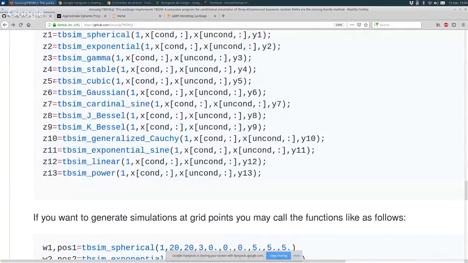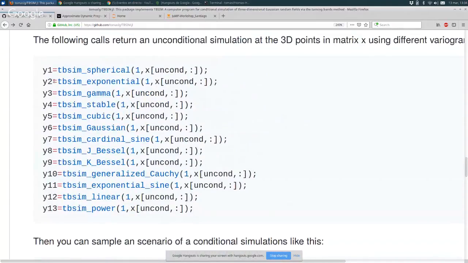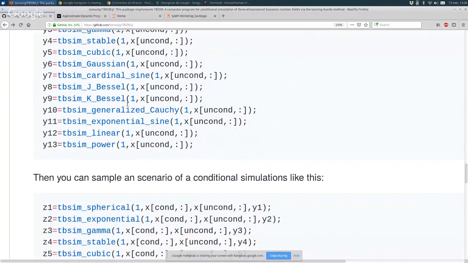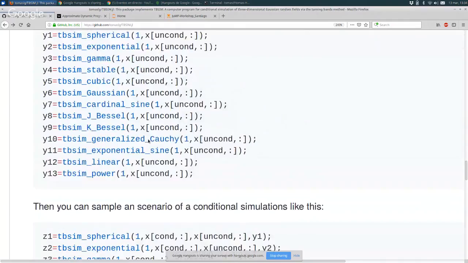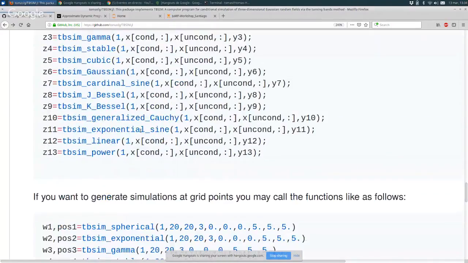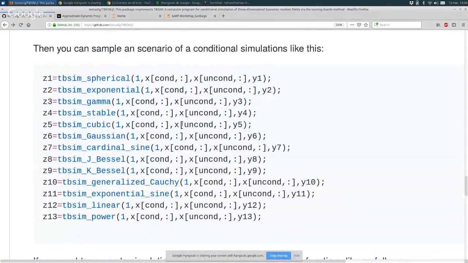So here you have unconditional simulations over here. Here I'm sampling one scenario at points in X. So if I give the matrix X, which is three-dimensional, this package gives you the values for the number of scenarios that you want for all the points. Then, conditioned on these points Y, I can sample this set of points, some new scenarios that are conditioned on the previous ones.